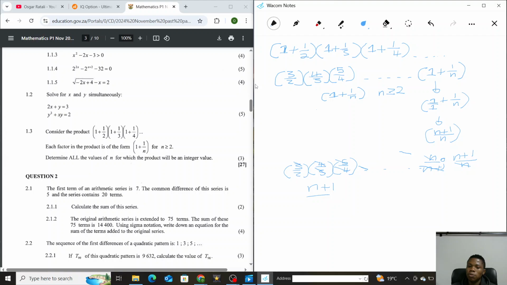So let me find a new page. This is our product. Our product is n plus 1 all over 2. But they said determine all the values of n for which the product will be an integer. It means our product must not be decimal or fractional. Okay, so let me try by substituting a 2 here and see what I will get. 2 plus 1 all over 2. I get a fraction, and I don't want a fraction.